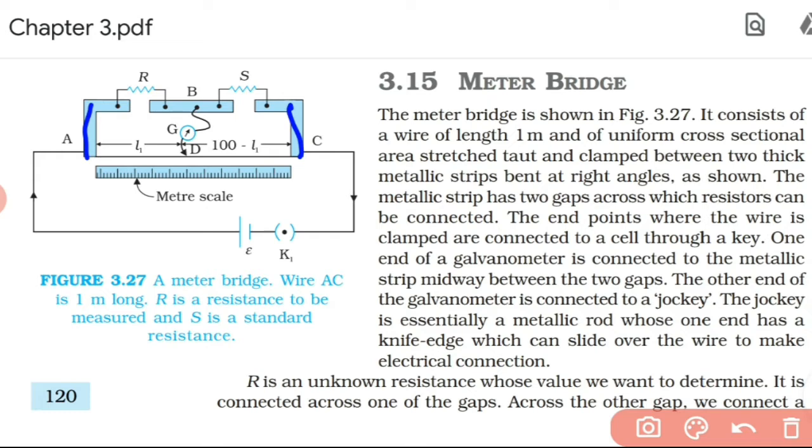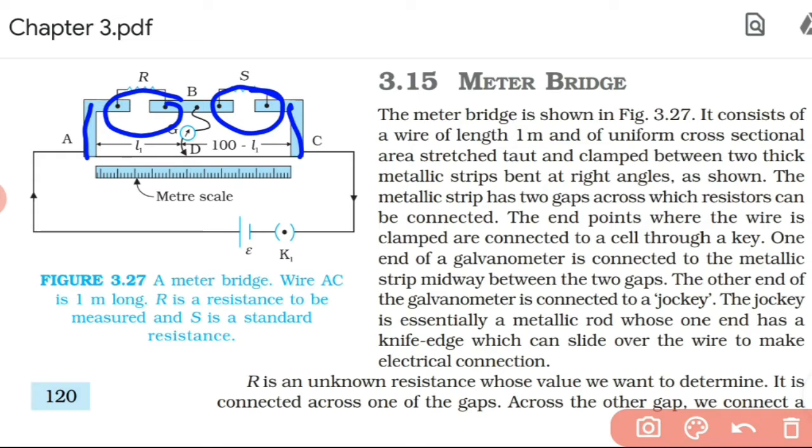It is a ready-made bridge. On the wooden board everything will be arranged like this. Now you can see a gap between these copper strip portions. The first gap you can see here and the second gap here. So there are two gaps in the wooden board arrangement. This is the arrangement of meter bridge.